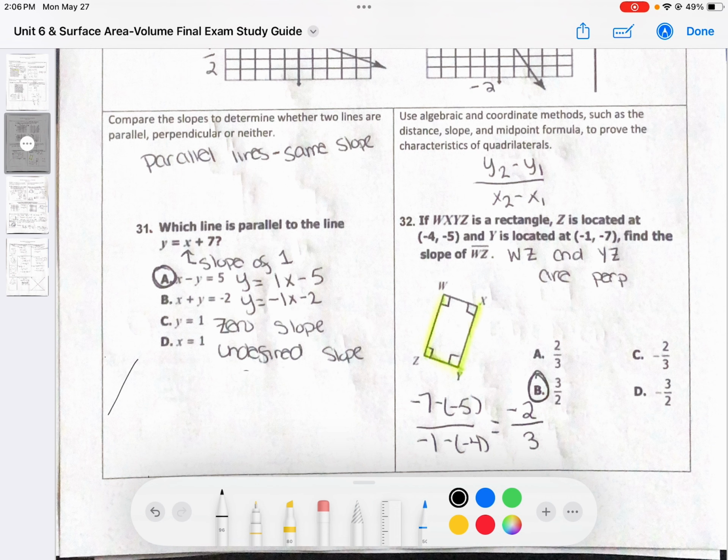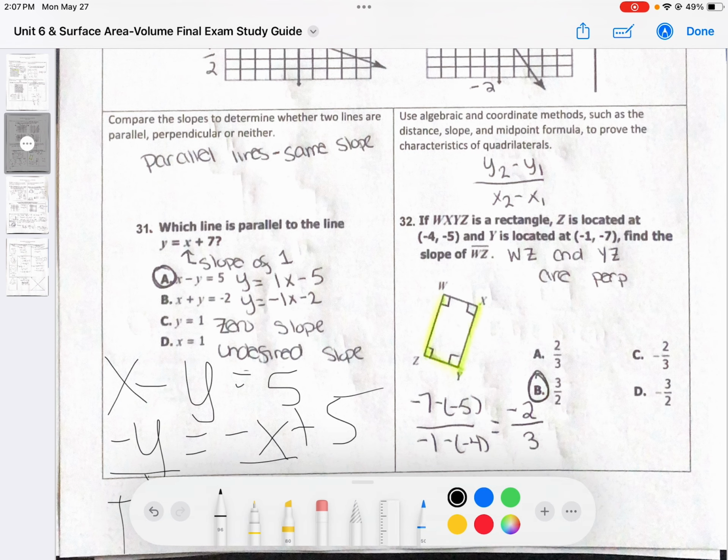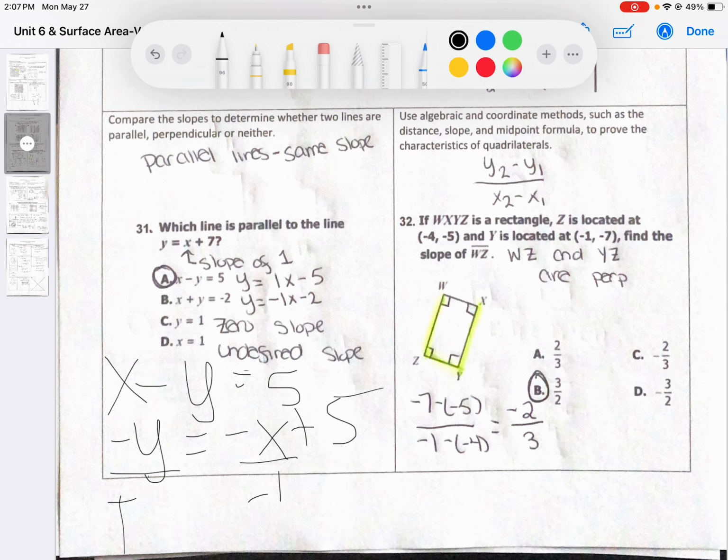So if you do x minus y equals 5, negative y equals negative x plus 5, divide everything by negative 1. You get y equals x minus 5.